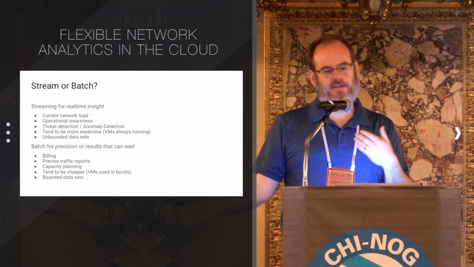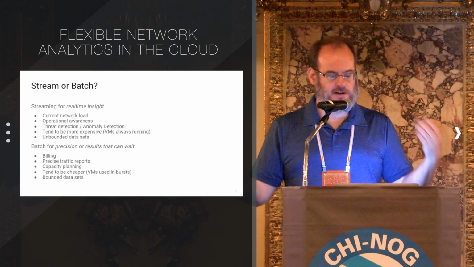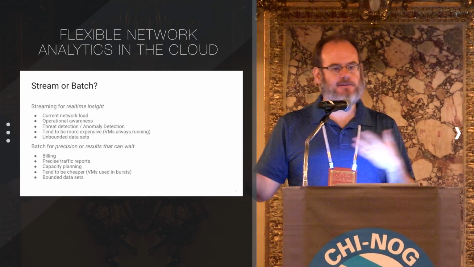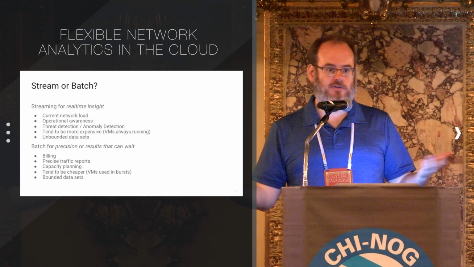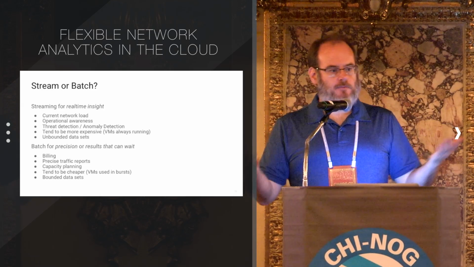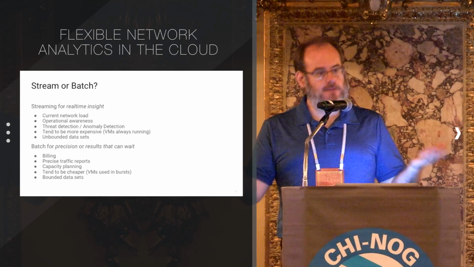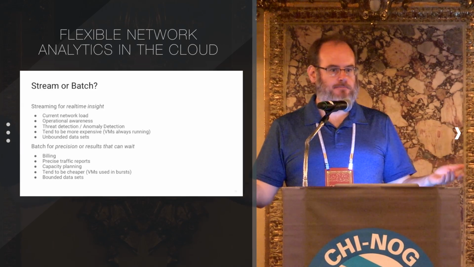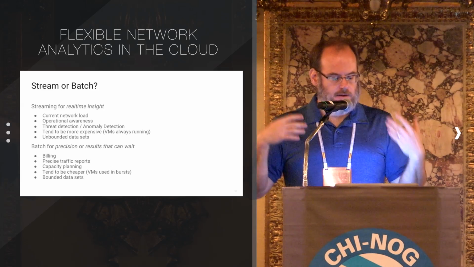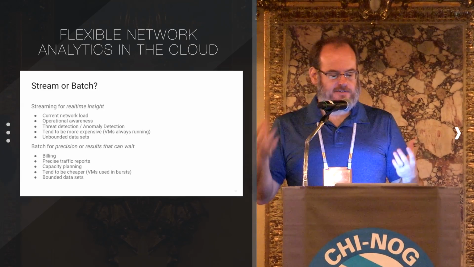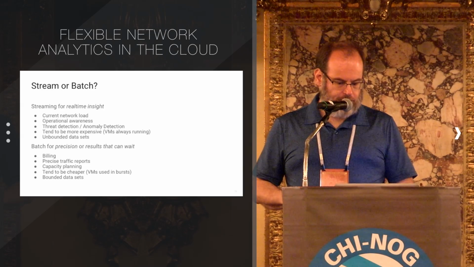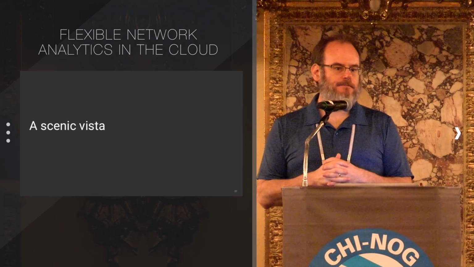Now, batch is the other end of the spectrum. It's more about precision, right? It's about billing, or it's for results that can wait a little longer, maybe traffic planning, capacity planning, things that you don't do every day, or certainly not every 5 minutes. But you do want to do them once a month, once a quarter, something like that. And they tend to be a little cheaper, again, because you're only using the VMs in bursts. You're not locking down CPUs all the time. And this kind of data set is what Beam refers to as a bounded data set. Okay, so getting close to the end here.